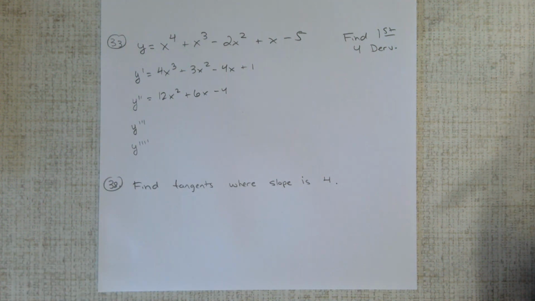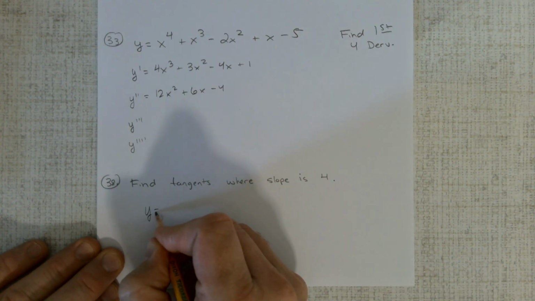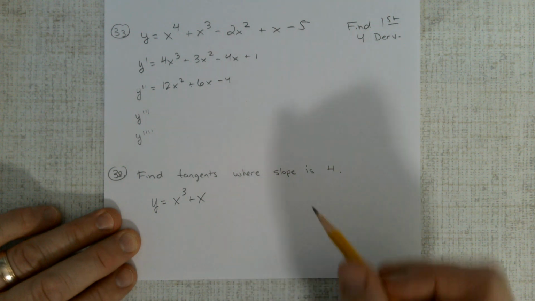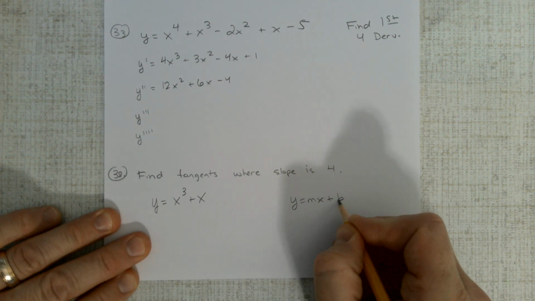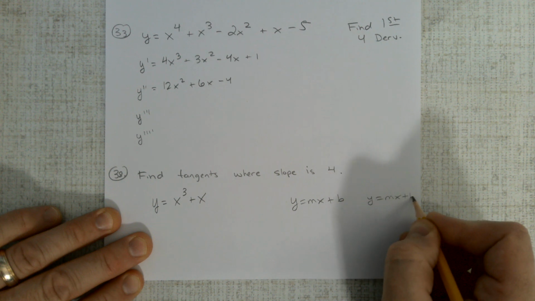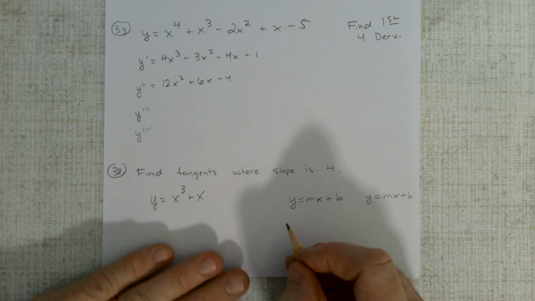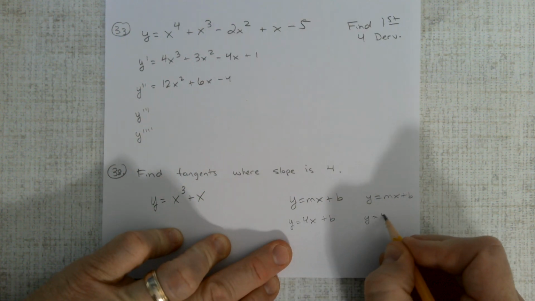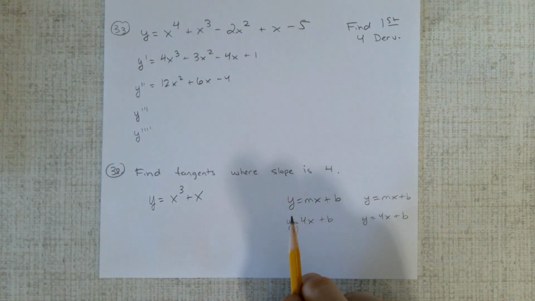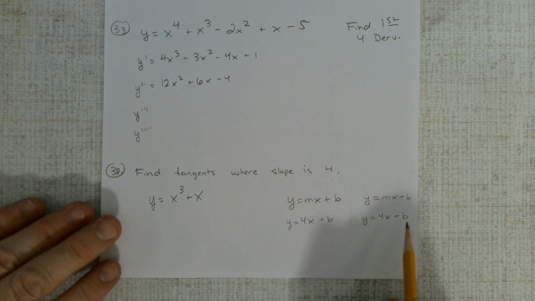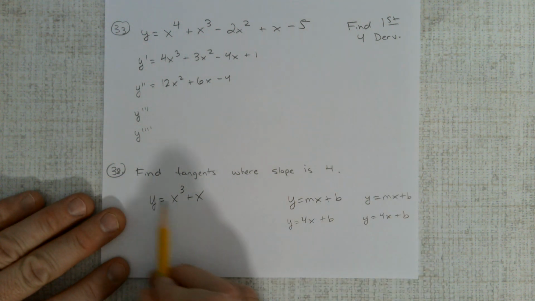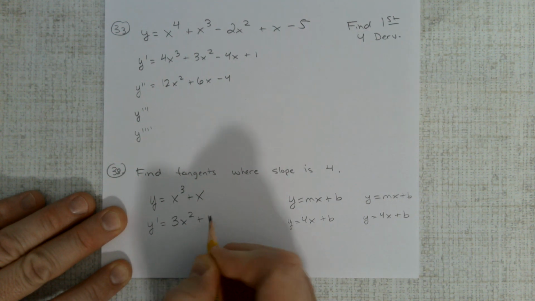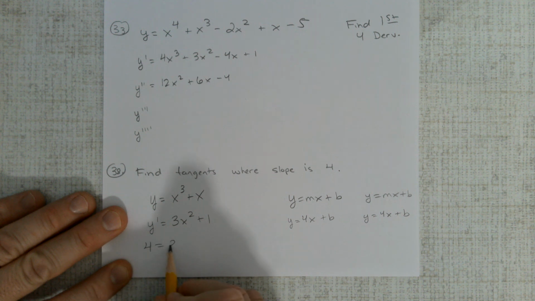Number 38 gives you an equation. y is equal to x cubed plus x, and it says find the tangents. So what are tangents? Tangents are y equals mx plus b, where the slope is 4. So they're telling us what the slope is. But what are the x values? So when is this slope 4? Well, what is this slope? This slope is 3x squared plus 1. That's the slope, and we want the slope to be 4.